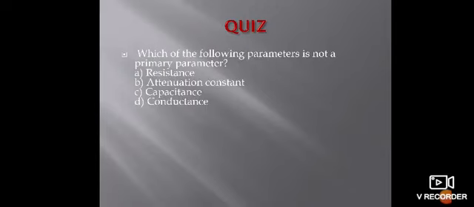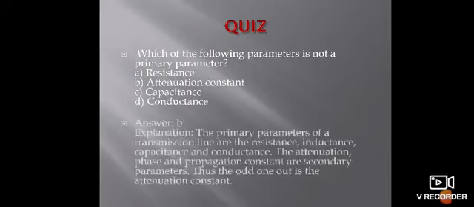So what is the correct answer? That is B, attenuation constant. Why? Because I have already said that the primary constants of our transmission line are resistance, inductance, capacitance and conductance. The attenuation constant and the phase propagation constant are called secondary parameters, that is, secondary constants of our transmission line. So for that reason you can pick the odd one, that is the attenuation constant.